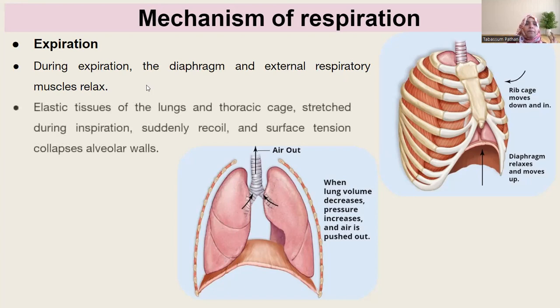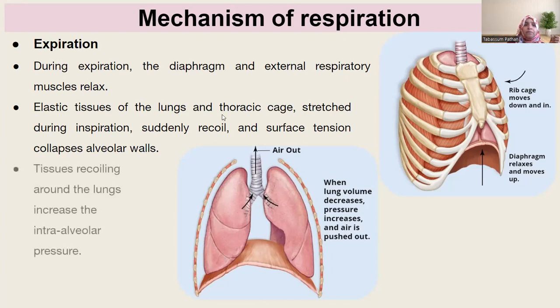The elastic tissues of the lungs and the thoracic cage, which were stretched at the time of inhaling air, suddenly recoil, and the surface tension collapses the alveolar walls. Because of this recoiling of tissues around the lungs, the intra-alveolar pressure increases. Just exactly opposite to what happened in inspiration. There the pressure decreased because of the expansion of the lungs. Here the pressure increased because of the contraction of the lungs.